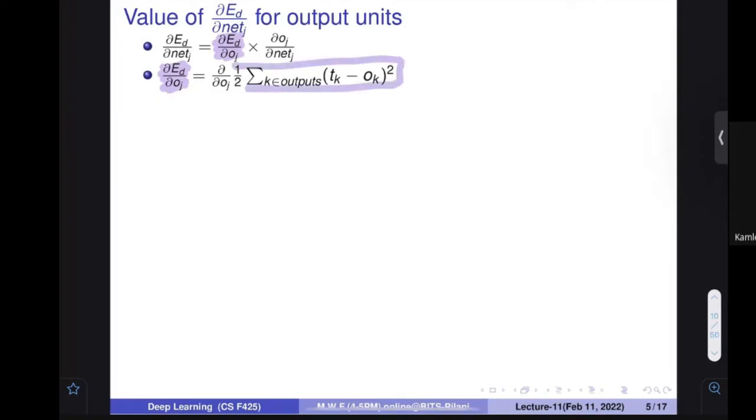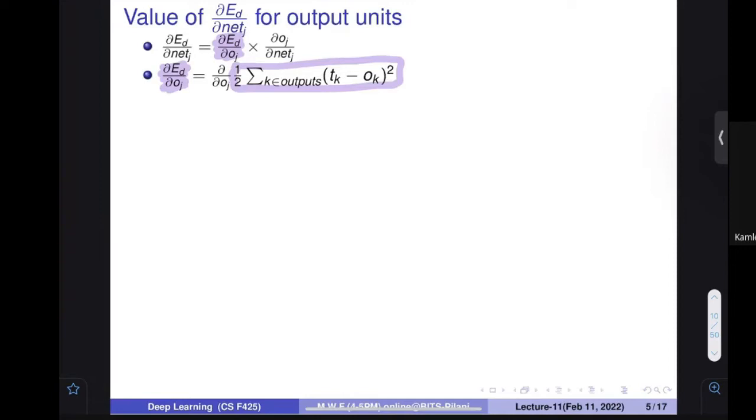Again, it is going to be what? Chain rule only. So there are two different parts, and one by one we are going to see them. So let us focus on the first part only, this part. This part is del Ed upon del oj. So what is the formula of Ed? You know that the formula of Ed is half of this particular quantity. Any problem in this? This is what the formula is.